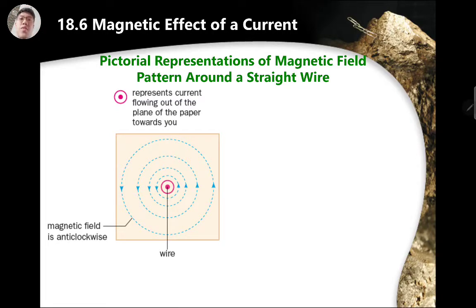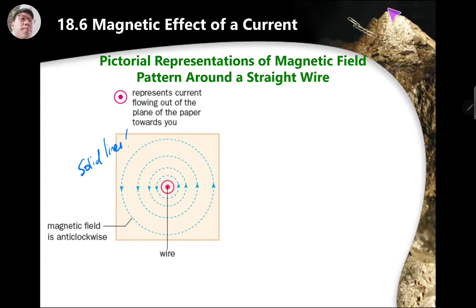So you will get an anti-clockwise magnetic field around it. Concentric circles, closer here, further apart there. We usually use solid lines for magnetic field, not dotted lines. Okay, so the magnetic field can be in solid lines.